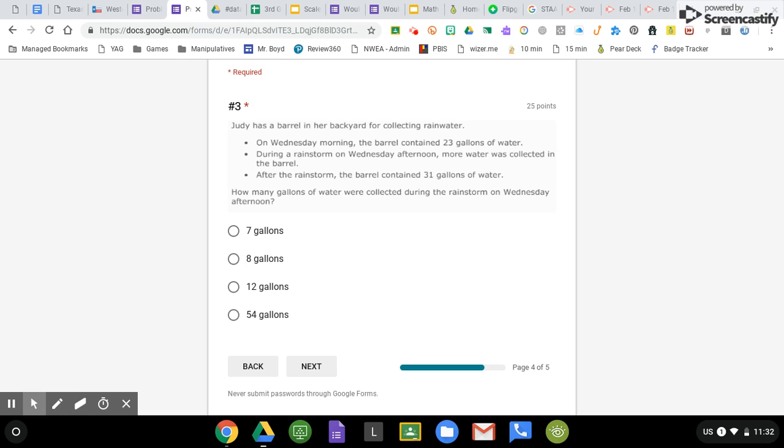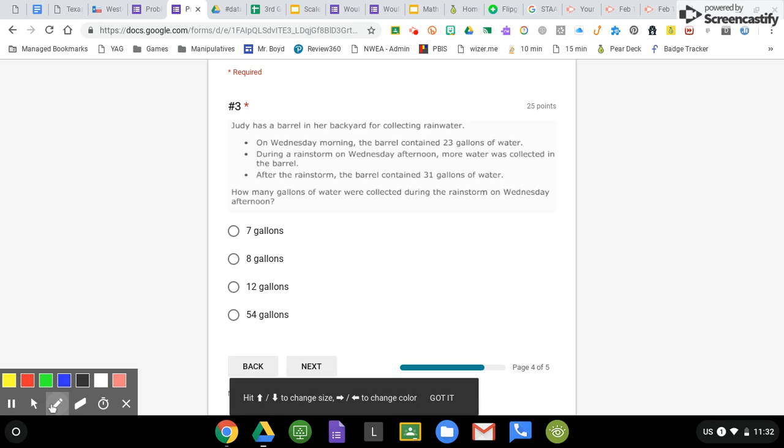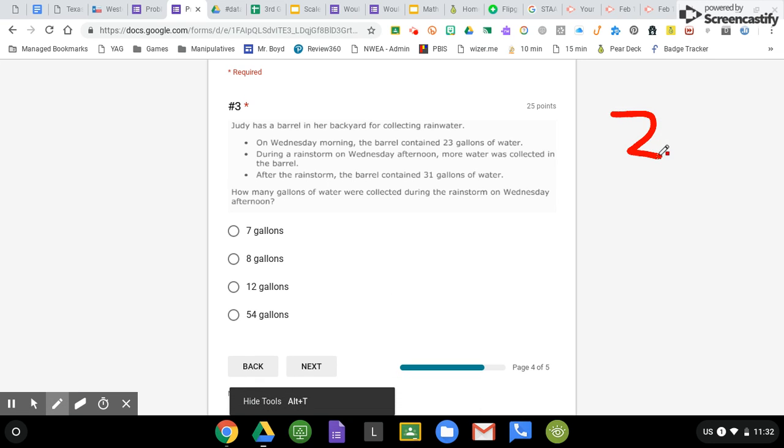How many gallons of water were collected during the rainstorm on Wednesday afternoon? So, on Wednesday morning, before the rainstorm, she had 23 gallons of water. The question is asking, how many gallons of water were collected during the rainstorm on that Wednesday afternoon?